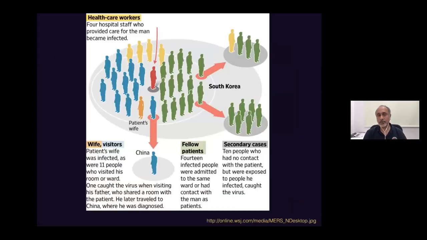We actually know a lot more. This is the sort of picture of people who he infected. So he is that central person in red. And you can see various different colors representing his wife, visitors, healthcare workers, fellow patients, secondary cases. In fact, in some cases, there were people who visited somebody else in the ward in which he was placed and then caught the infection from him and then went off and infected somewhere else. For example, the patient's wife who's shown there. There's another visitor who visited someone else, who then later went and infected someone in China.